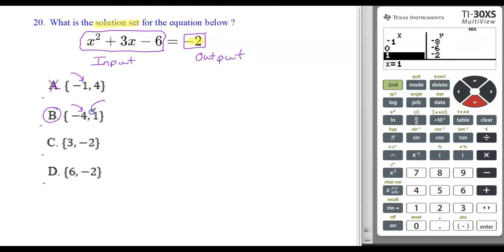And if I also plug in a 1 for x here, I'll get out a -2. In other words, if I plug in 1 for x, 1 squared plus 3 times 1 minus 6, you will get out a -2. It'll equal -2. You can go through the math and actually check that. But for the GED test for a problem like this, I highly recommend you use the calculator because the test is timed. Let's move on.